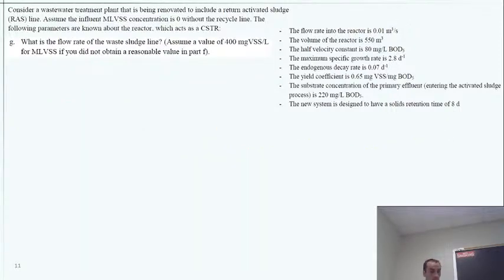So part G says, what is the flow rate of the waste sludge line? So what is QW? So QW is the question. And here, if it was not already kind of obvious, we'll probably be using this theta C equation, which was the equation we had that dealt with QW.